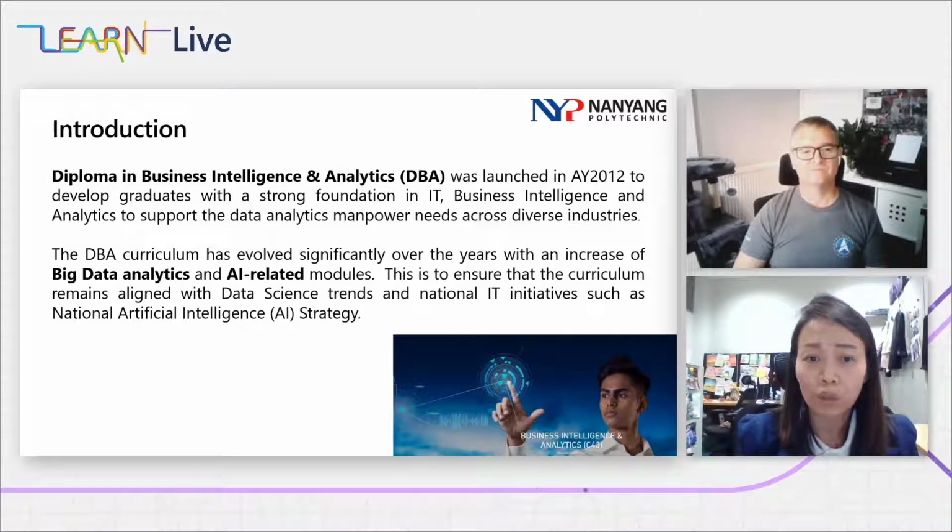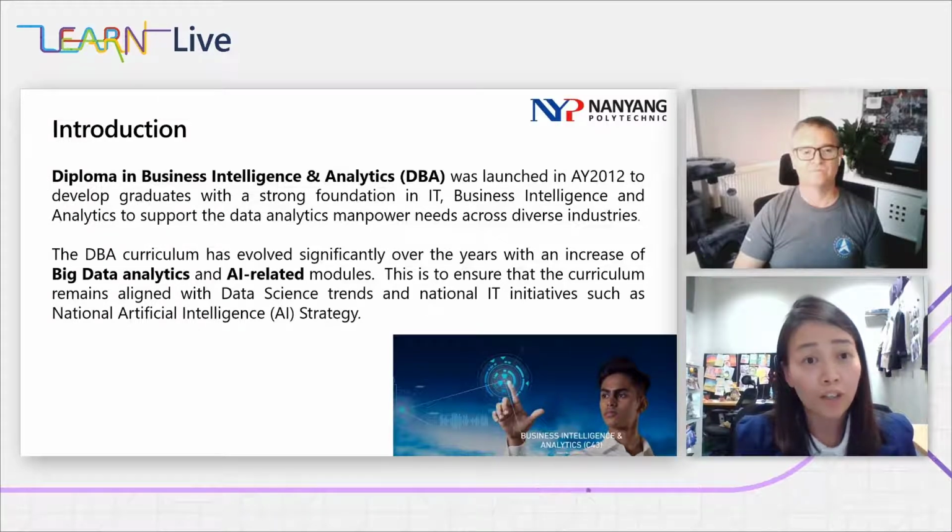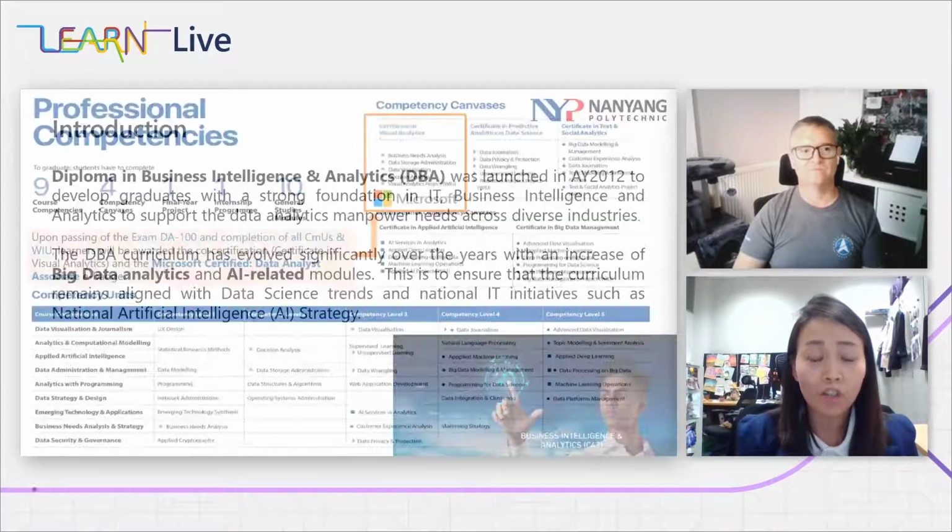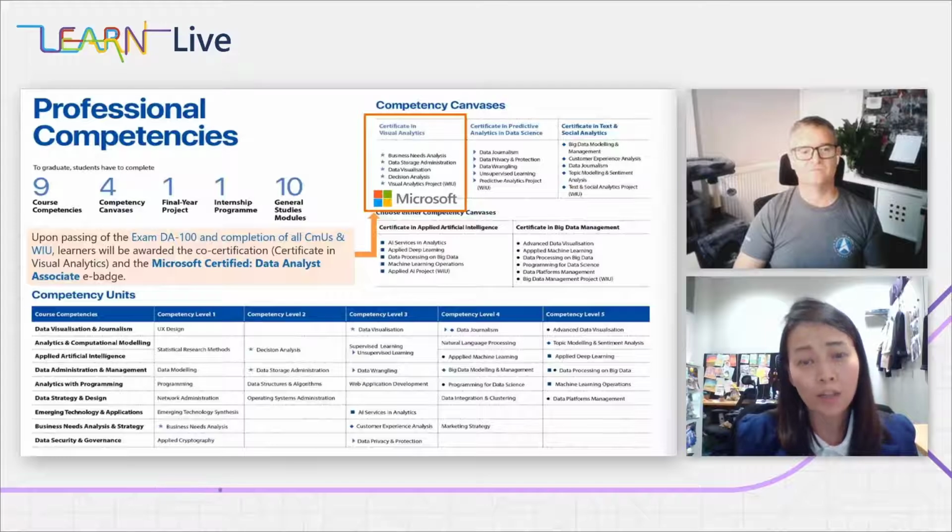Over the years, this curriculum has evolved very much with an increase of big data analytics and AI related modules. And in 2020, we revamped the entire structure to be competency based. This competency based model is called the professional competency model. It's an agile curriculum that can respond quickly to the industry and changes so that we can prepare our learners better.